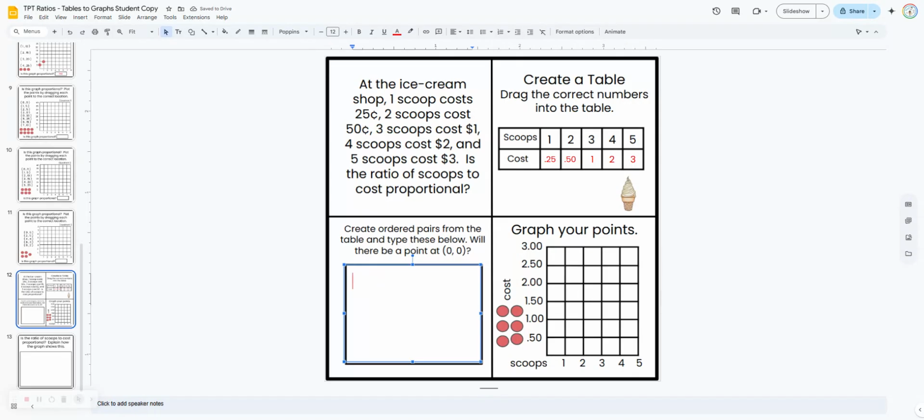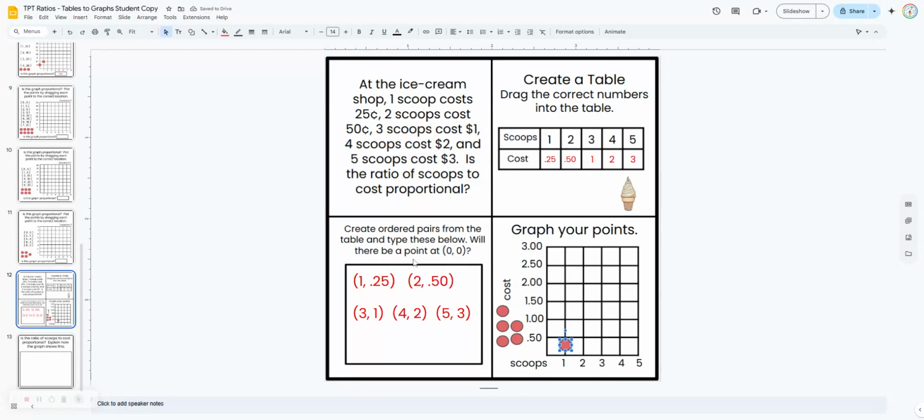Now I've created my table, and now I'm going to just type in the ordered pairs. So I have 1, 25 cents. I have 2, 50 cents. I have 3, $1, 4, $2, so 4, 2. And the last one would be 5, 3. Now I have all of these points that I can plot on the graph. 1, 25 cents.